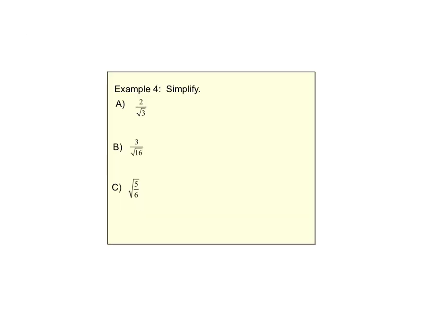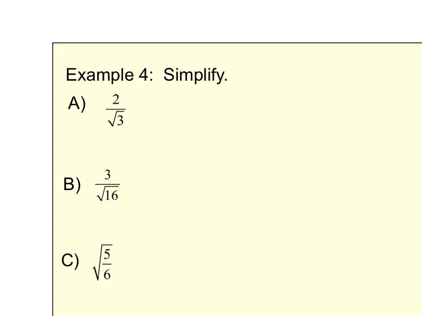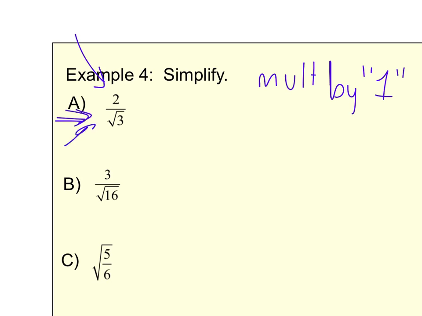So here, simplifying. Once again, I cannot have a square root in the denominator. So what I do is I multiply by 1, and I put 1 in the parentheses, because here's what I do. Remember the rule. I can have a square root in the numerator. The square root in the numerator is fine. I cannot have one in the denominator, so that right now I cannot do.